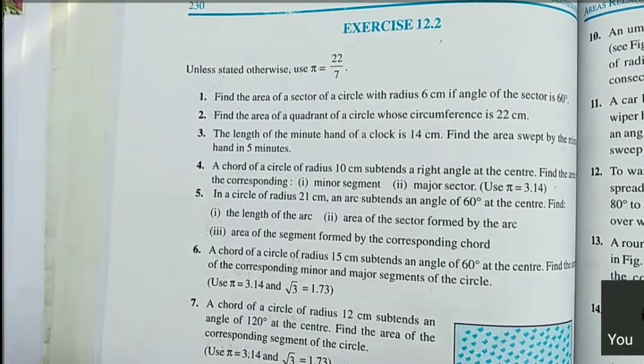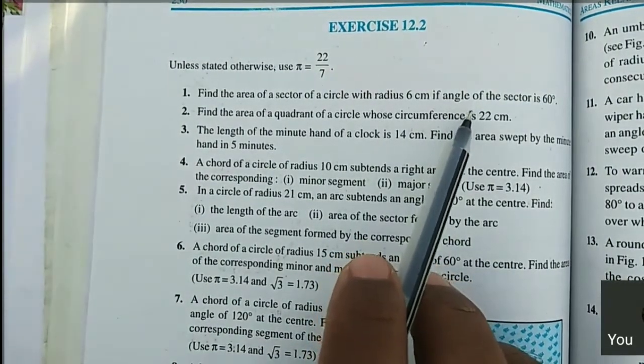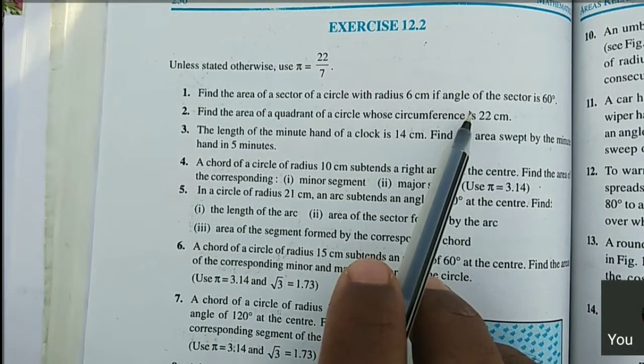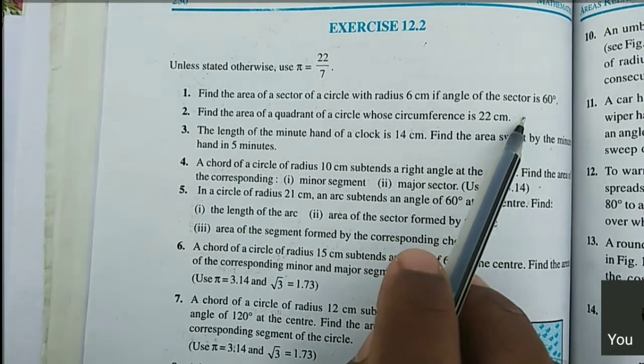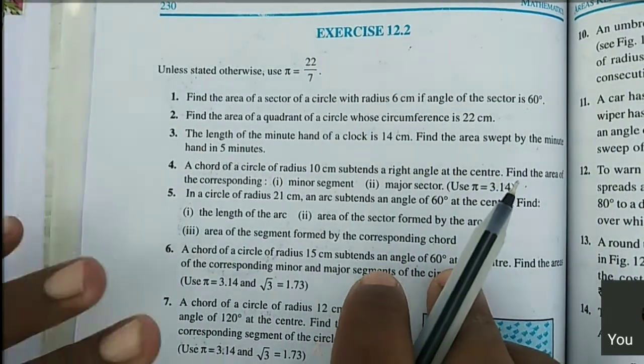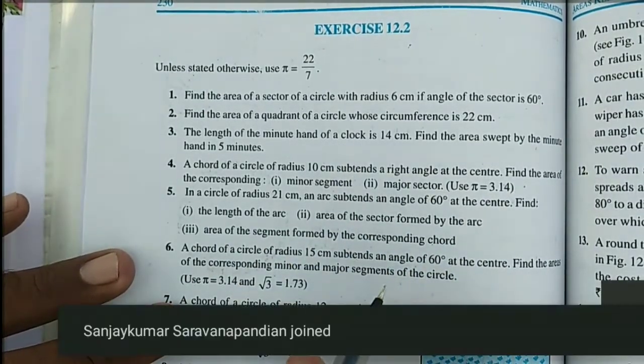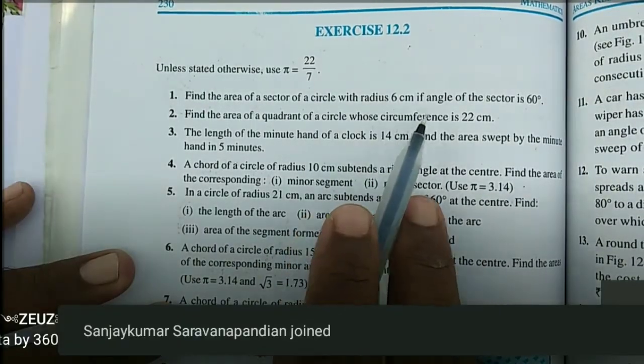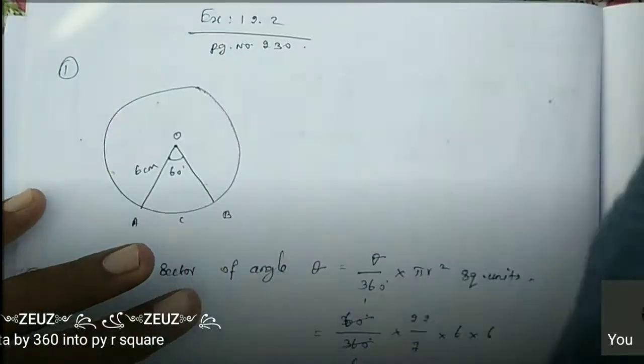Now what is the theta given in the problem? In that problem, what is the theta? 60 degree. Very good. Super. What is the radius? 6 centimeter. Very good. Excellent. So now it's very easy.